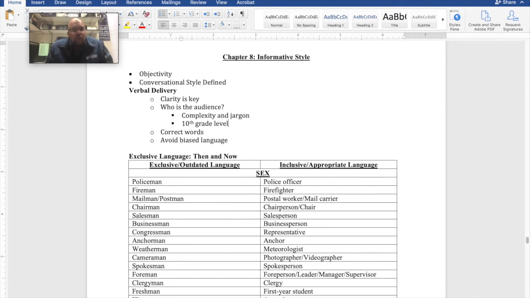One is correct words. Now, this doesn't mean necessarily pronunciation in terms of your dialect. When I think correct words, I think use words that say what you really mean. And I'm sure you don't do this, but I know people who consistently use incorrect words. They've got it in their mind that a word means something, and so they just use it over and over and over again as though it is accurate, but it's not.